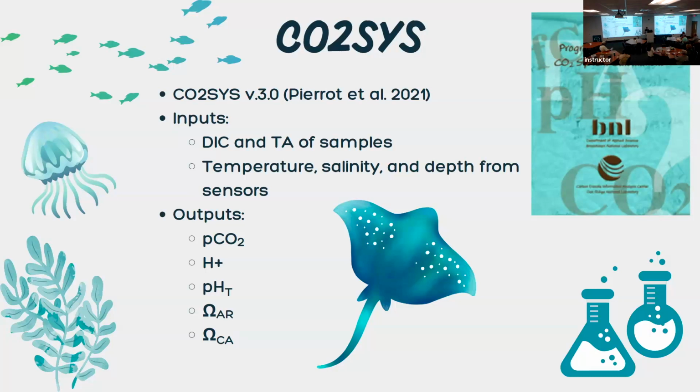Well, someone created this really cool program called CO2sys, which is used to calculate carbonate system parameters. We input dissolved inorganic carbon and total alkalinity, and also the temperature, salinity, and depth from our sensors collected at the same time. From those values, we were able to calculate partial pressure of CO2, which is pCO2, our hydrogen ion concentration, pH on the total scale, and our saturation states for aragonite and calcite. So with those two parameters that we analyzed and the sensor readings, we were able to calculate the rest of the carbonate system.